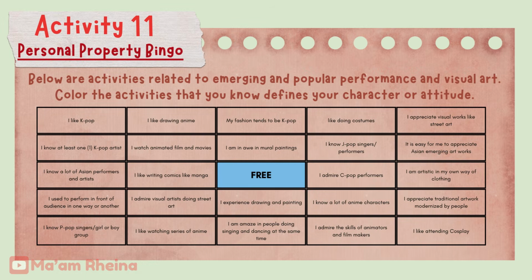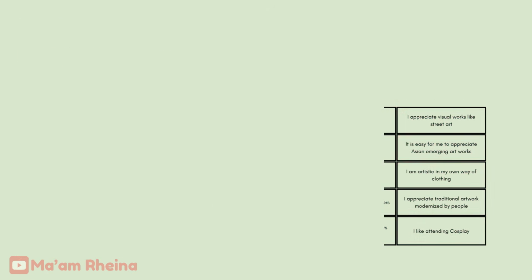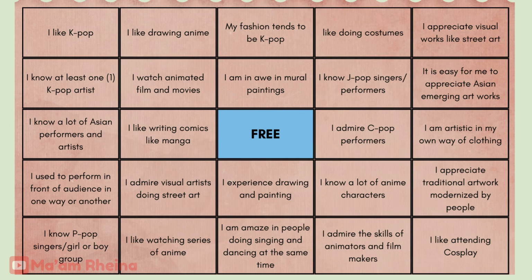Now let's play Personal Property Bingo. This time, it's all about you. Below, you'll see a bingo card filled with different activities related to emerging and popular performance and visual arts, like cosplay, street dancing, animation, mural painting, and more. Your task? Color or shade the boxes that best describe your personality, character, or attitude.